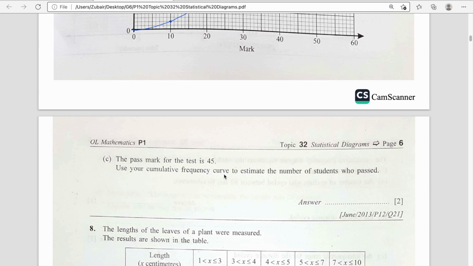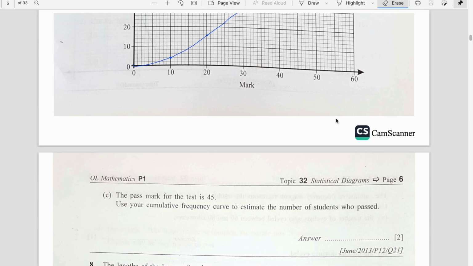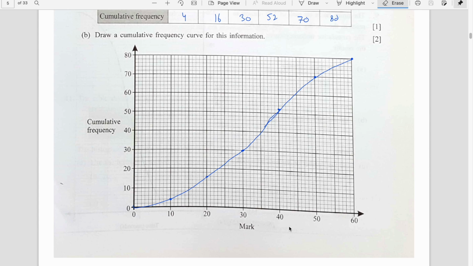Use your cumulative frequency curve to estimate the number of students who passed. Okay, so passing marks 45 is between 50 and 40. This is 45. So we go vertically up and we intersect at this point. So I'm coming between these 2 points. And these were 2 each. So 61. So how many students do you think passed the exam?